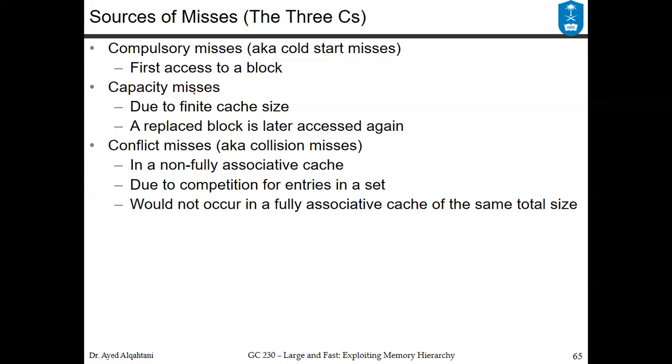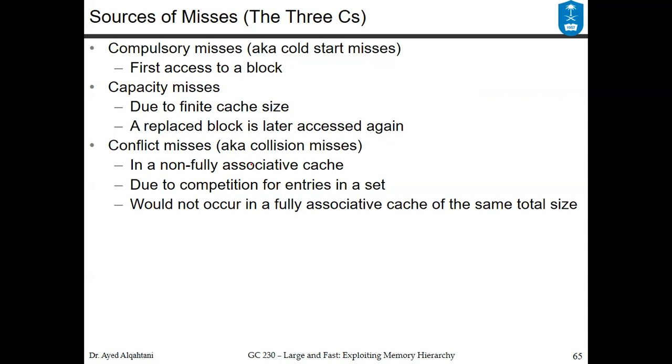The capacity misses are due to finite cache size. Because you have a finite cache size, you will get a capacity miss. Otherwise, if you have more capacity, you won't have this miss. A replaced block is later accessed again. This contributes to the capacity misses as well.